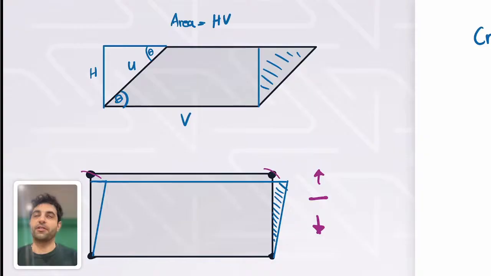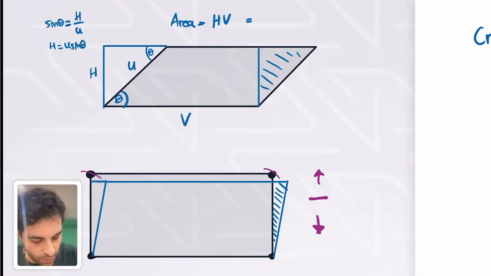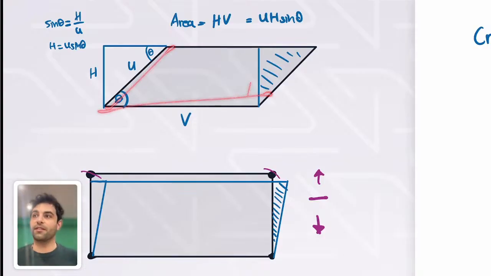How do I find h though? Because I don't want to be dealing with h, I want to deal with u. So if I did sine theta, what's sine theta equal to? H over u. Therefore h is equal to u sine theta. Everyone agrees? So therefore the area is equal to u v sine theta. Have you guys all seen this before? This length times the sine of theta. Do you all see where I got that? Do you have any problems with that?